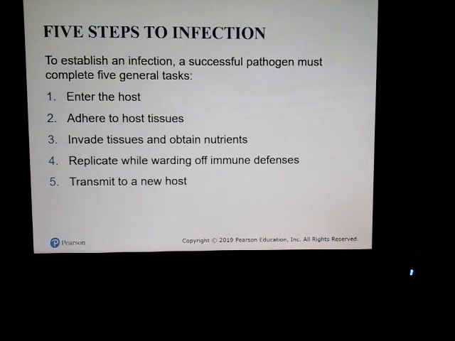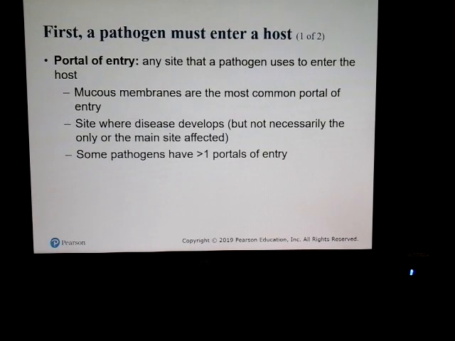So how do we get an infection? First, it has to enter. Then it has to adhere or stick. Then it will invade tissues, and it gets some nutrients from us, replicates while it's trying to fight off our immune system, and it can also be transmitted then to a new host.